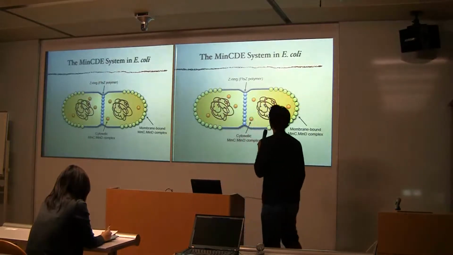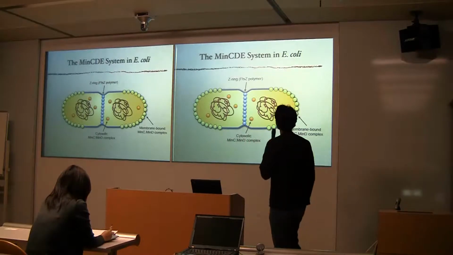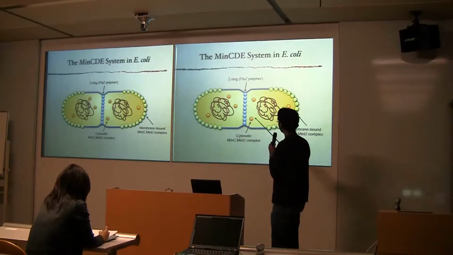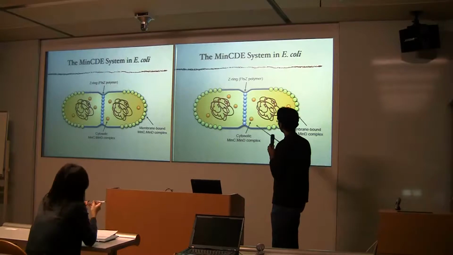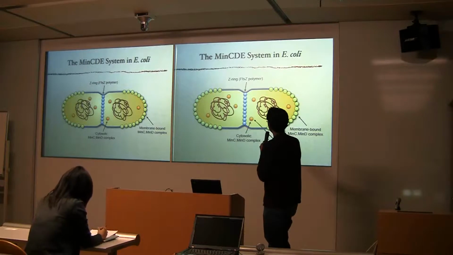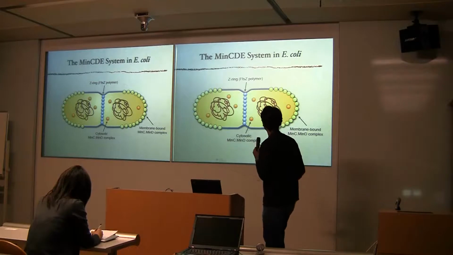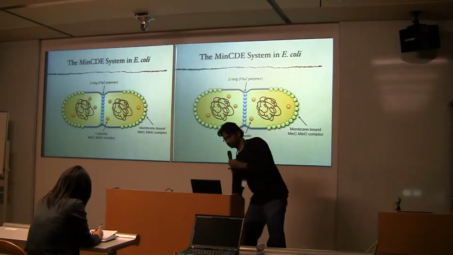Now, how does this Min system work in E. coli? MinC and MinD can be either on the membrane or in the cytosol. Then they can bind to the membrane. After this, I'll explain the actual model. When they bind to the membrane, FtsZ forms right in the middle of the cell. So this is the cartoon of the system.